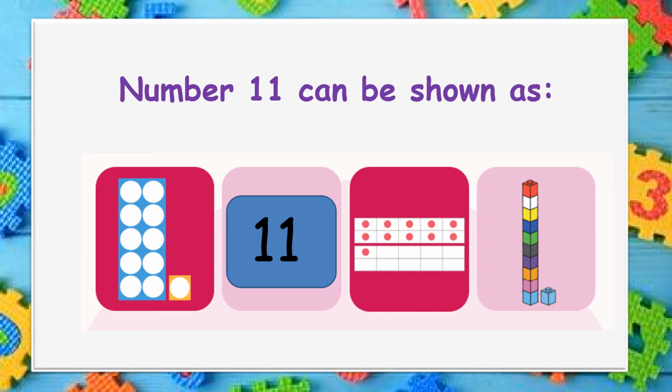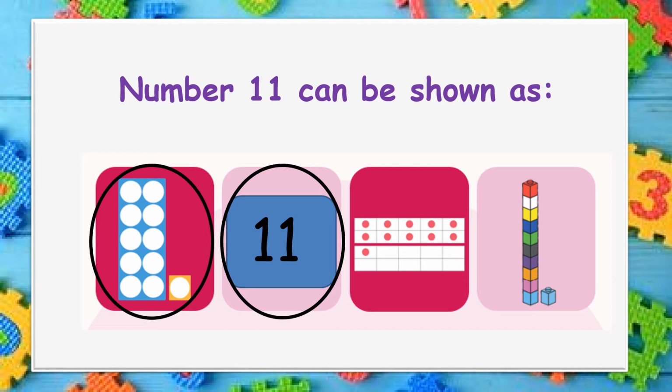So children, look at these numbers. Number 11 can be shown in dominoes. We can see that number 10 is done like this. 10 dots plus 1 dot makes 11. That means 10 plus 1 is 11. In numbers we write 11 as 1 and 1. That means 10 and 1, 11.